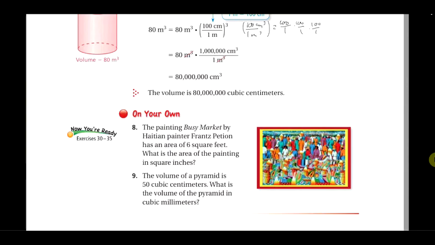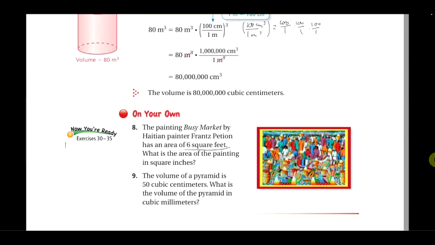So, it is a painting, Busy Market, by the Haitian painter Frans Pearson, unless anyone else can tell me how it's actually said, has an area of 6 square feet. What is the area of the painting in square inches? I'll help you set it up.